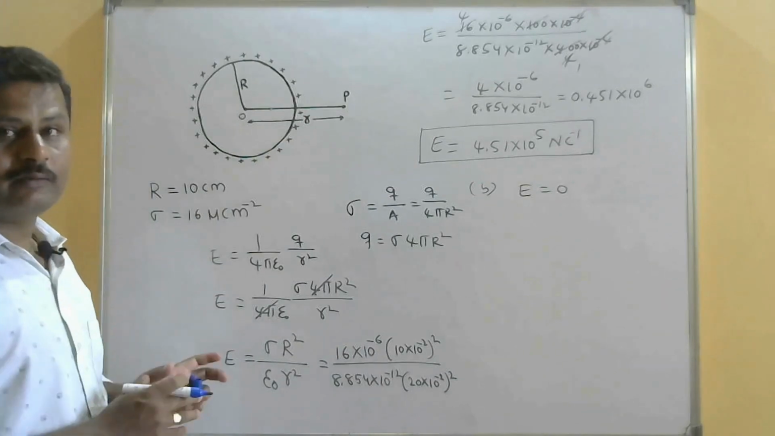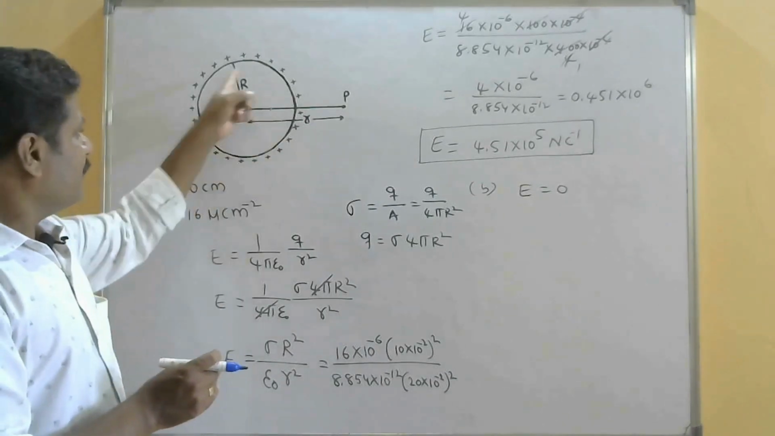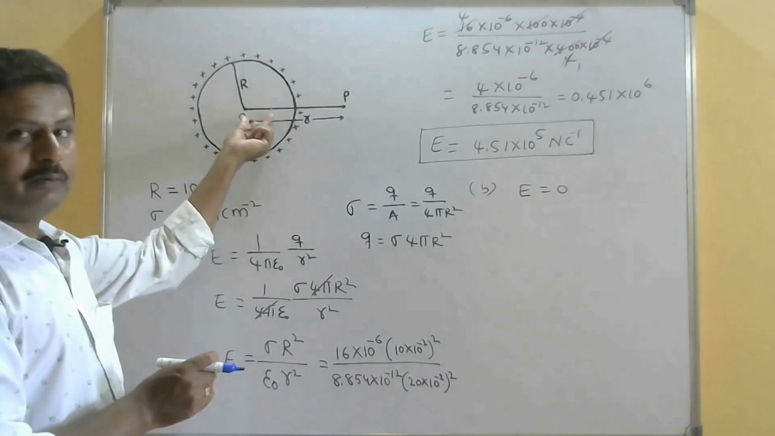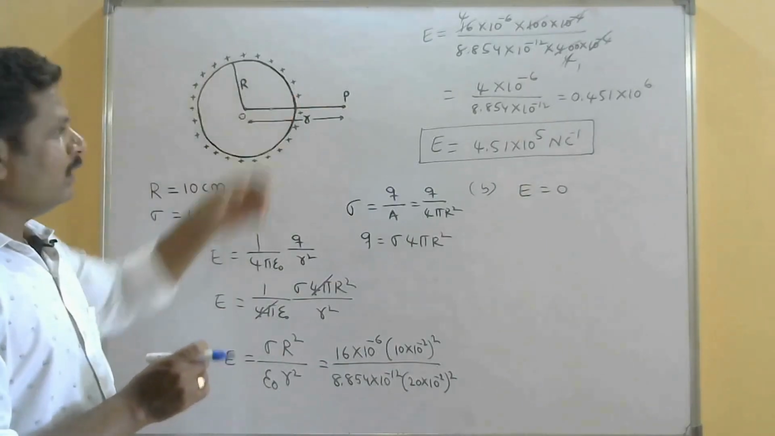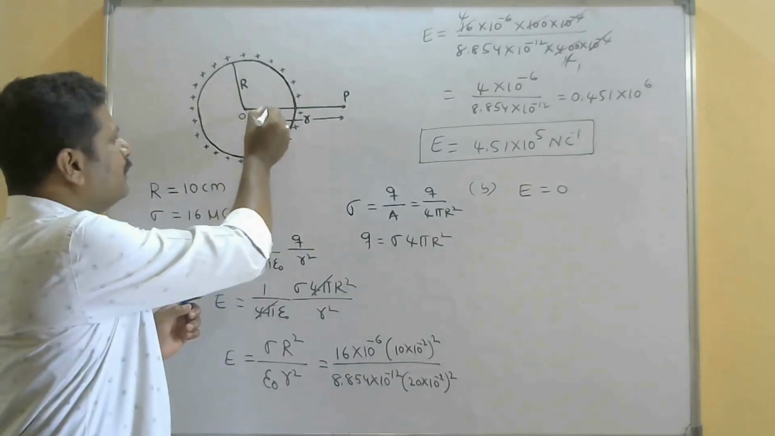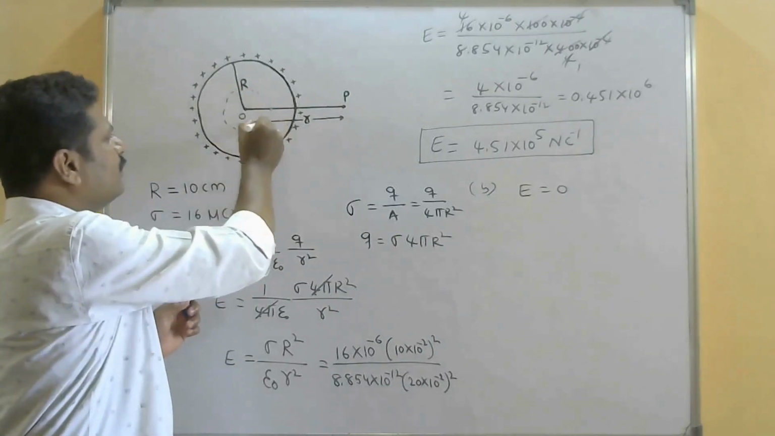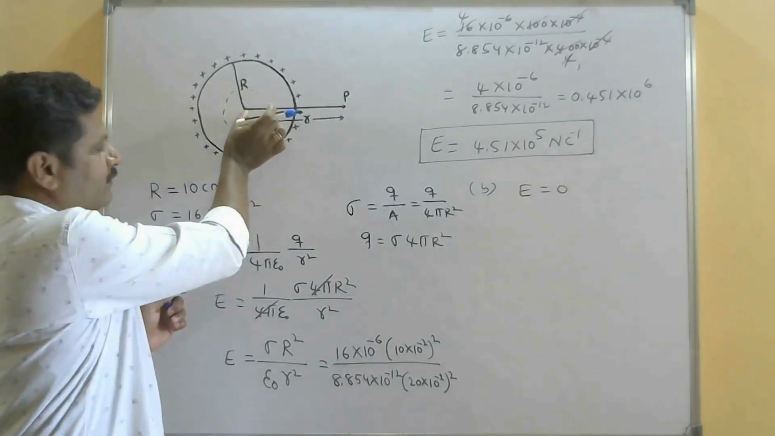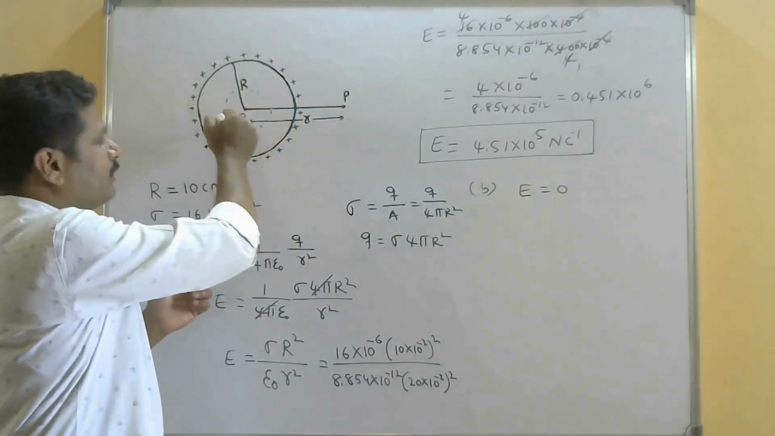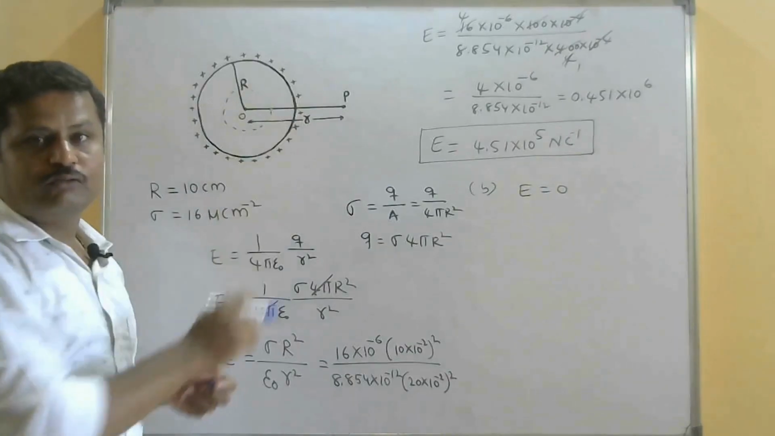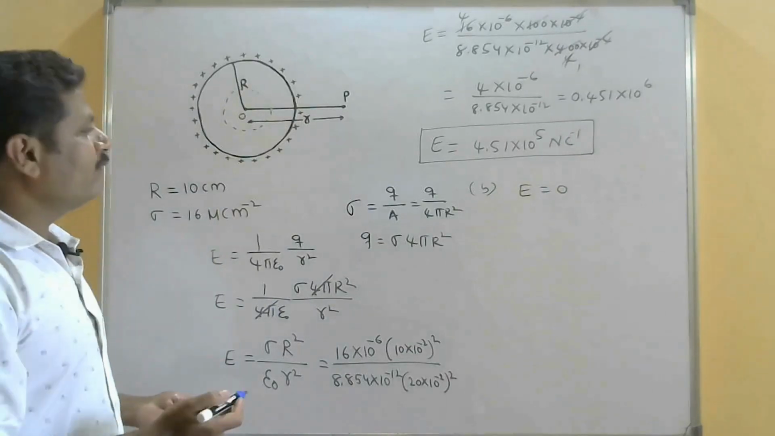If you imagine a spherical Gaussian surface of radius 5 centimeter inside the given spherical shell, then the total charge enclosed by this Gaussian surface is 0. There is no charge at all. If there is no charge, then there is no flux. If there is no flux, then the electric field equals 0.